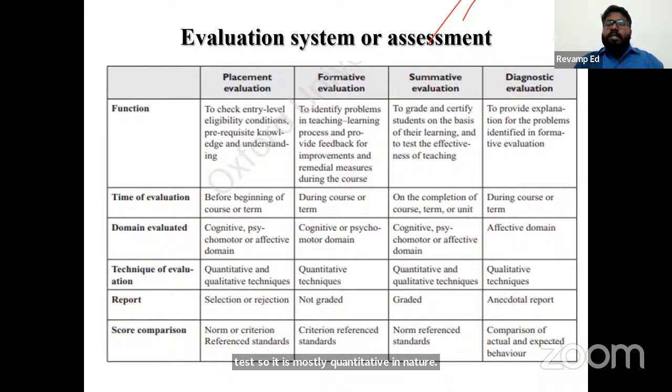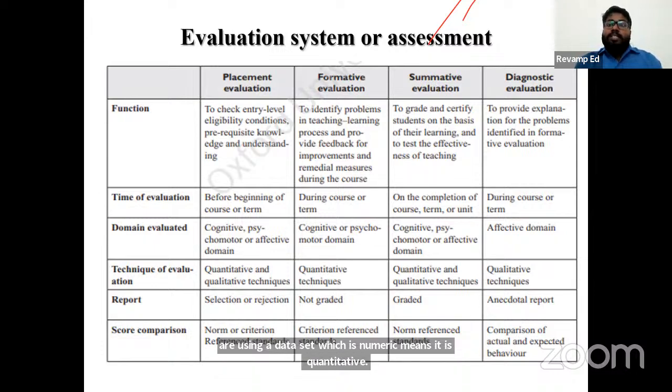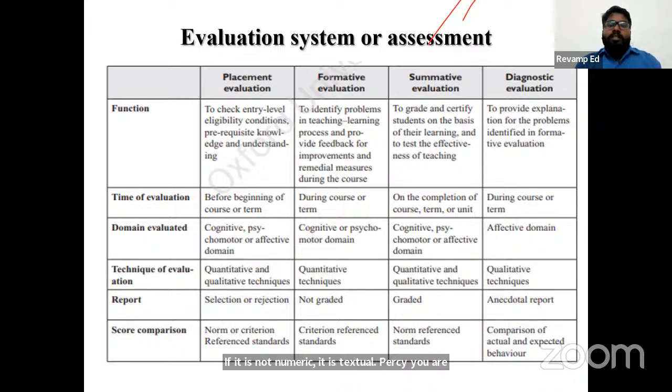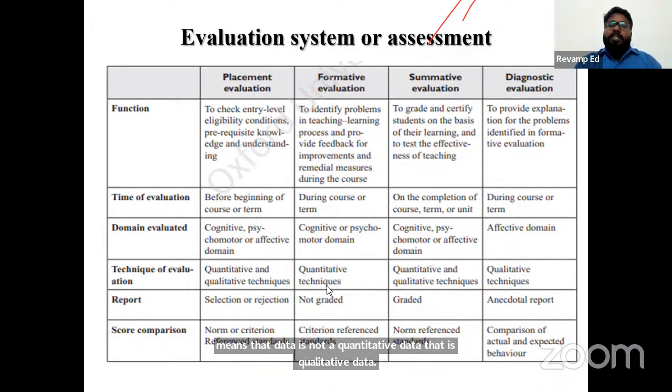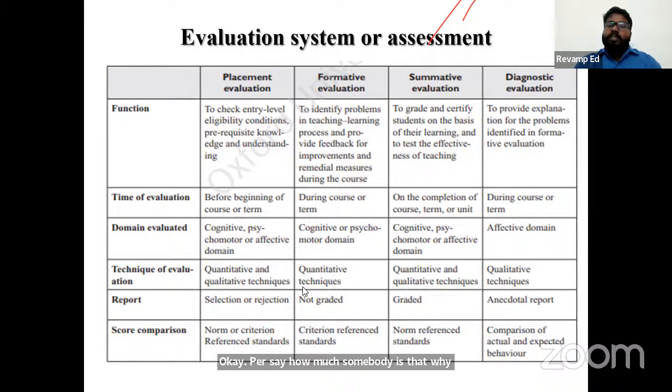In a way, qualitative and quantitative differ in the data set you use. If it is numeric, it is quantitative. If it is not numeric, it is textual. You are interacting with somebody and writing their story, their case study. That data is not quantitative data, that is qualitative data. For example, how much somebody is sad, why they are sad, and so on.